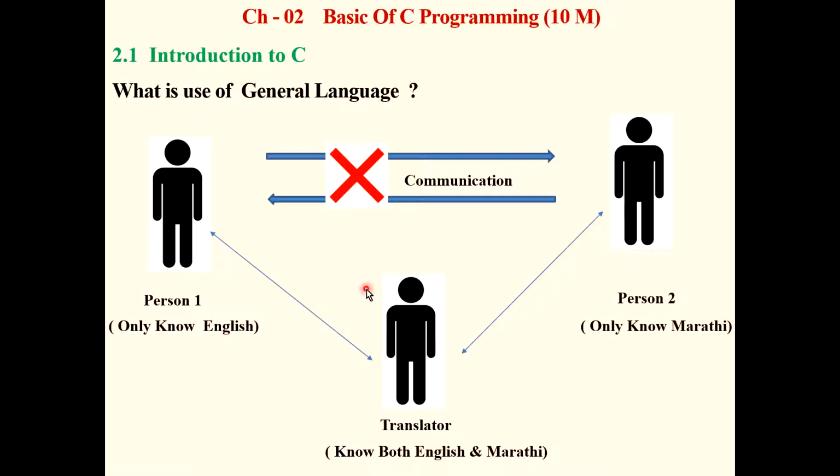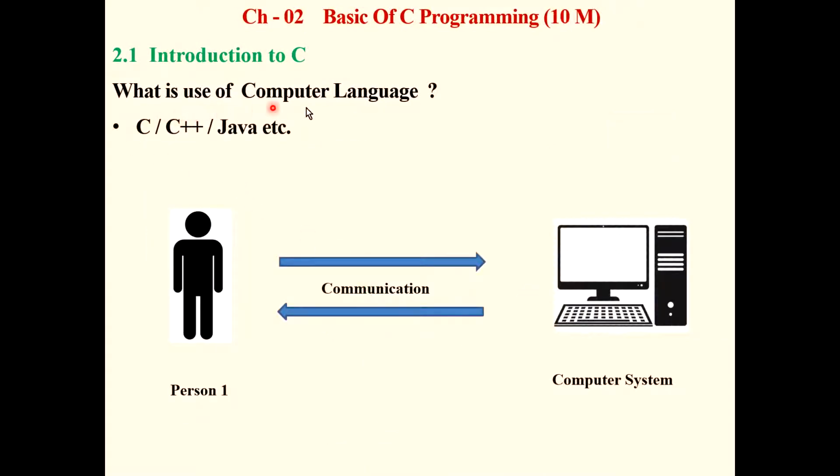Similarly we see the computer language. What is the use of computer language? It is also used for communication. Computer languages are like C, C++, Java, etc. There are many computer languages, but these are the basic computer languages that we see. In this semester we see C, next semester C++, and then next semester Java. So what is the use of these languages? We can communicate with the computer by these languages.